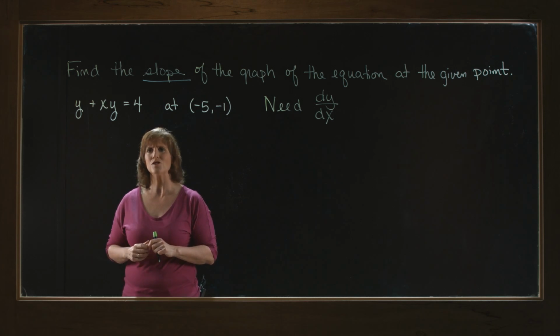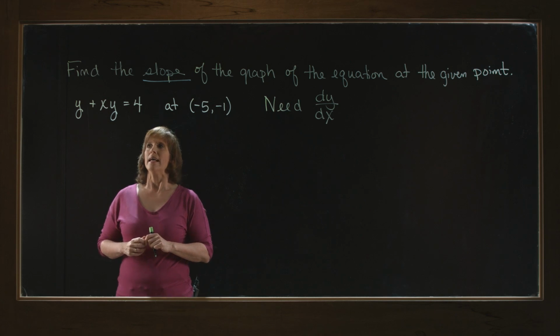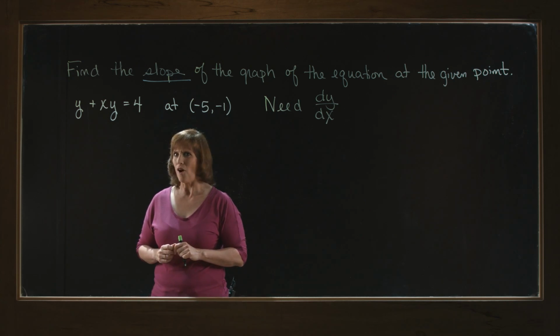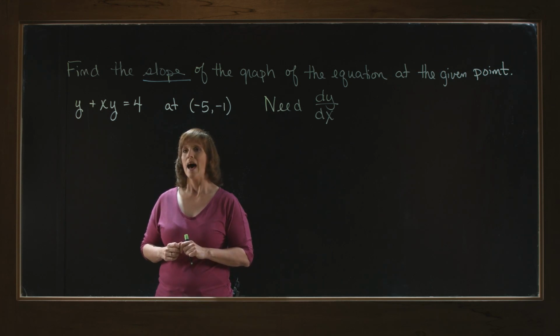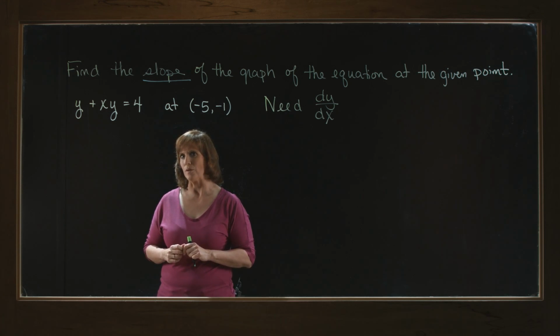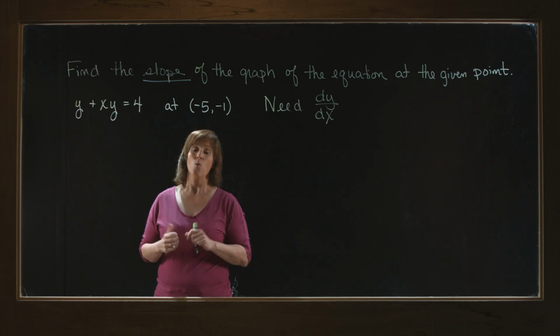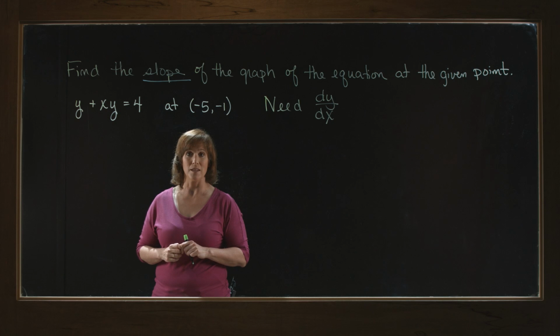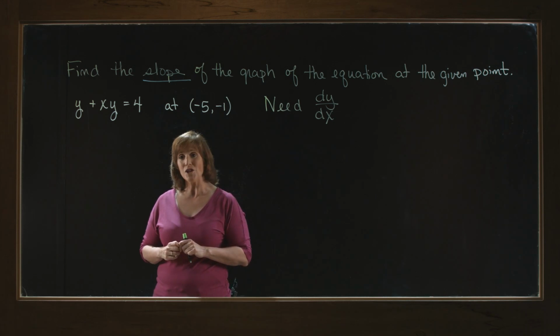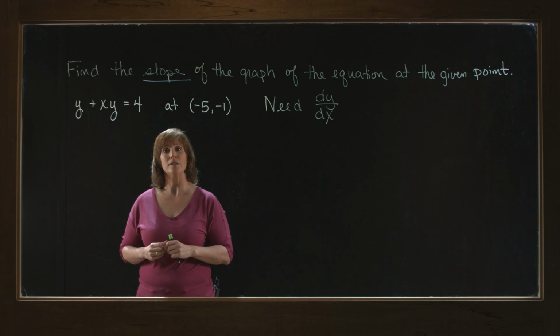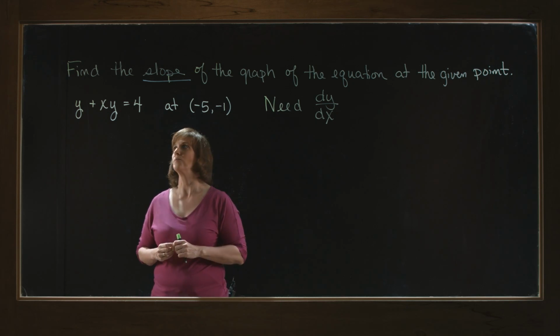But this equation isn't solved for y. Now, in this case, it wouldn't be that hard to solve for y and proceed with my usual differentiation rules. However, that won't always be possible. So we're going to practice a technique that will allow me to find the derivative whether or not my equation is solved for the dependent variable. It's called implicit differentiation. And we start out by taking the derivative of both sides, like we always do.